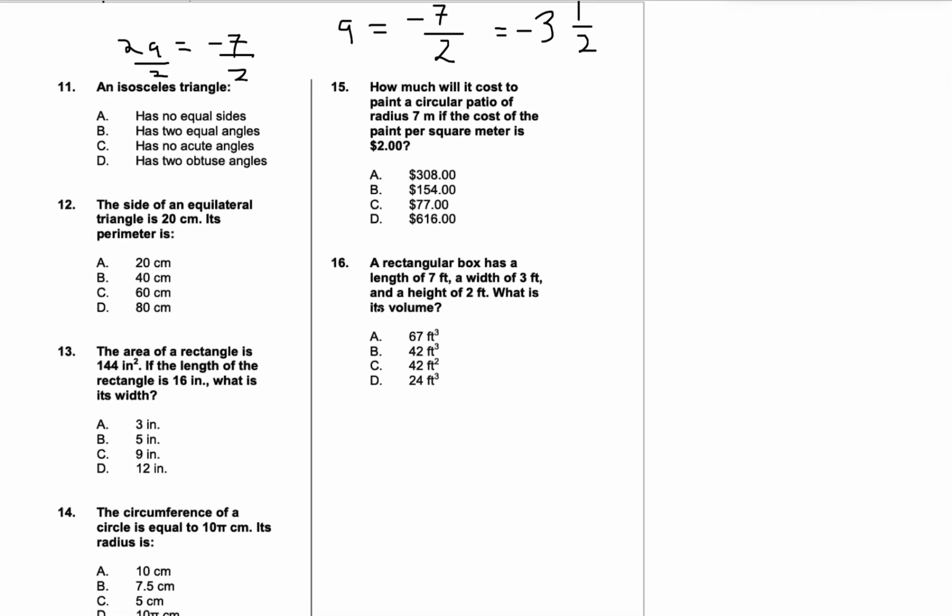Okay. And then 11 says an isosceles triangle. So from what I recall, a scalene triangle is one where none of the sides were equal, or none of the angles were equal, I should say. And then for an isosceles triangle, 2 of the angles were equal. So looking at this, I think it has 2 equal angles. Yeah, so it should be this one.